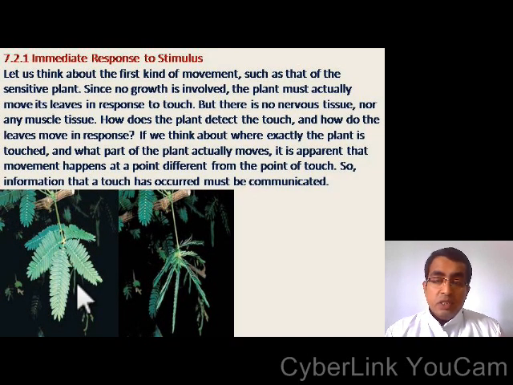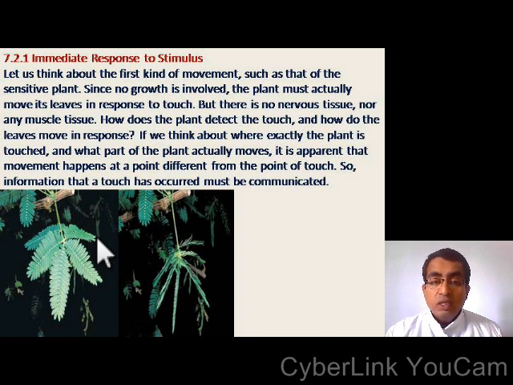Immediate response to stimulus. Let us think about the first kind of movement in the case of the touch-me-not plant. Since no growth is involved in this movement, the plant must actually move its leaves in response to touch. But there is no nervous tissue nor any muscle tissue. And how does the plant detect the touch and how do the leaves move in response?